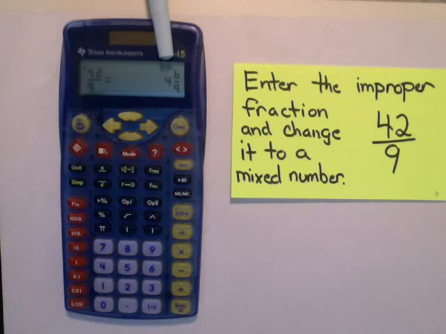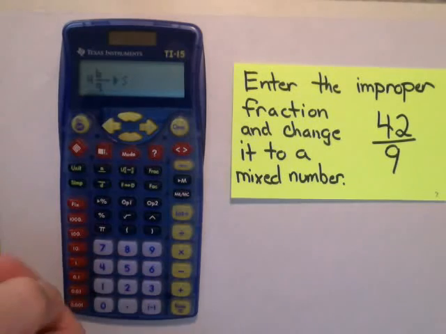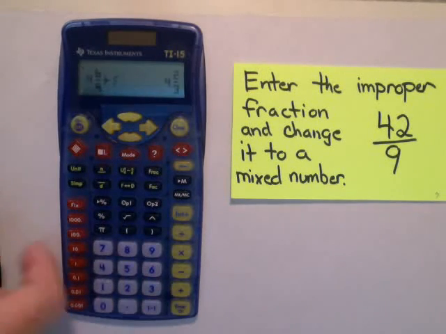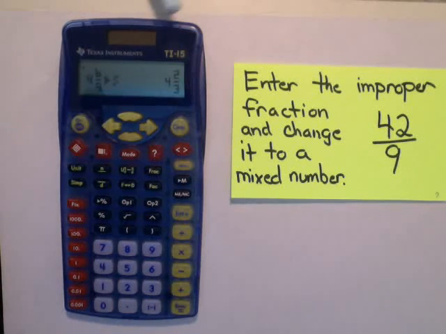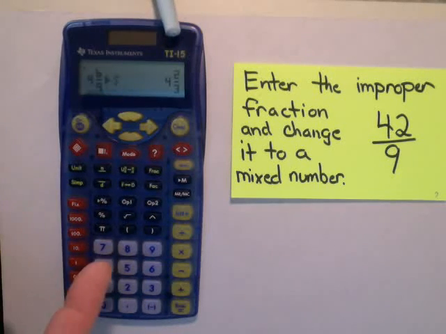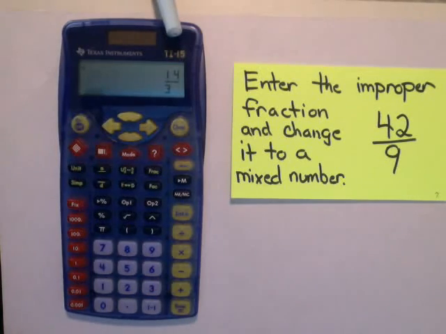But the mixed number is not in lowest terms, and we want to put it into lowest terms. So we can hit simplify and simplify it down, and we get 4 2/3. If we want to continue to work with that as an improper fraction, you can just convert it back right here if you wanted. Okay?